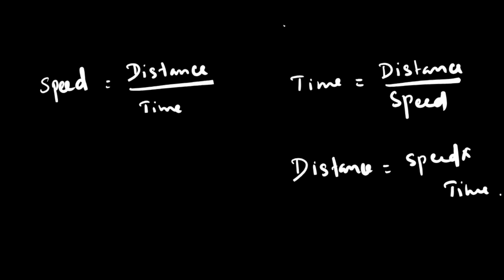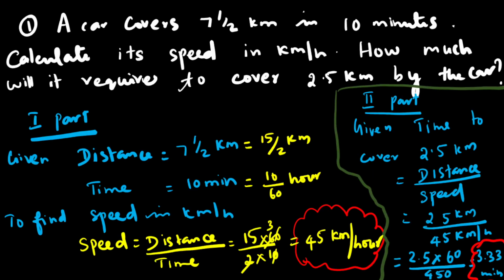Next, using the same formula, we can calculate speed, time, and distance. Speed is equal to distance by time is the standard formula. When you bring the time to the other side, the speed will go. If you want to calculate time, you can use distance by speed. Then if you want to calculate distance, we can use speed into time.